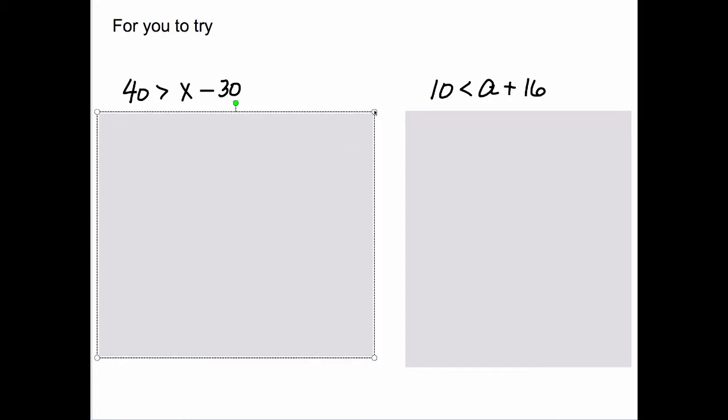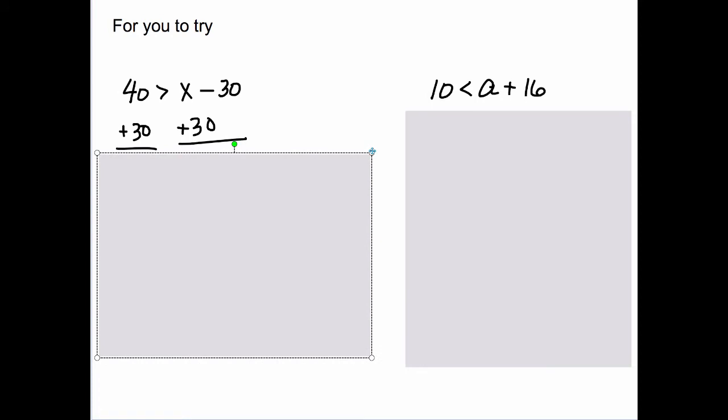So here's the solution to the first problem. We'll add 30 to each side, and we're left with 70 is greater than x. Now, one thing that I think makes these sorts of problems easier is when you express the inequality with the variable on the left side. That way you can read it from left to right, and it's easier to understand. So we're going to flip this one around.